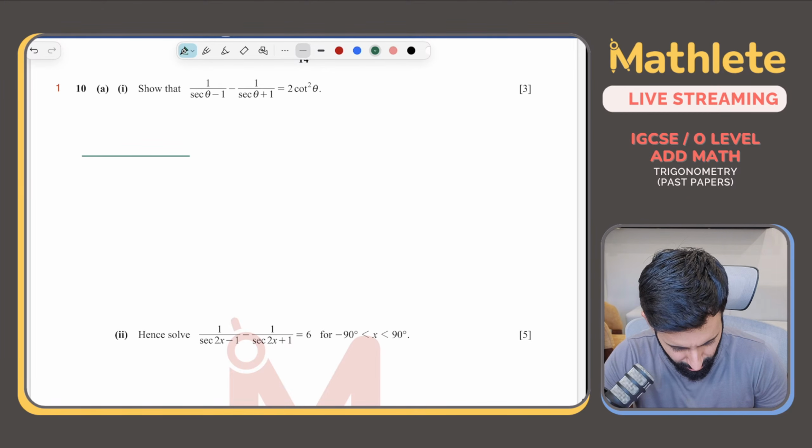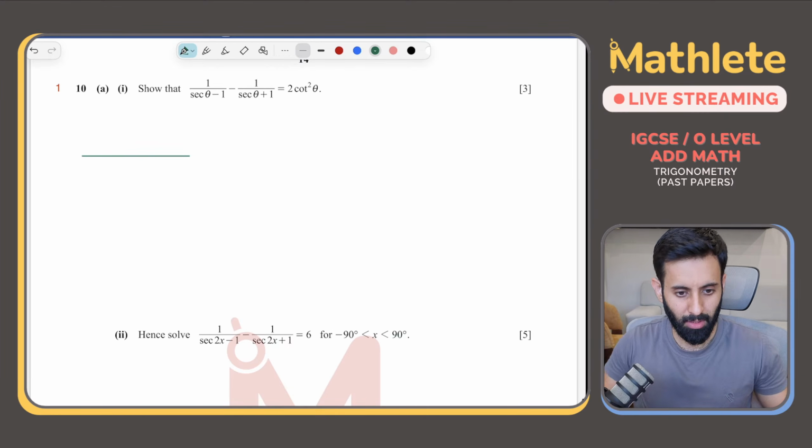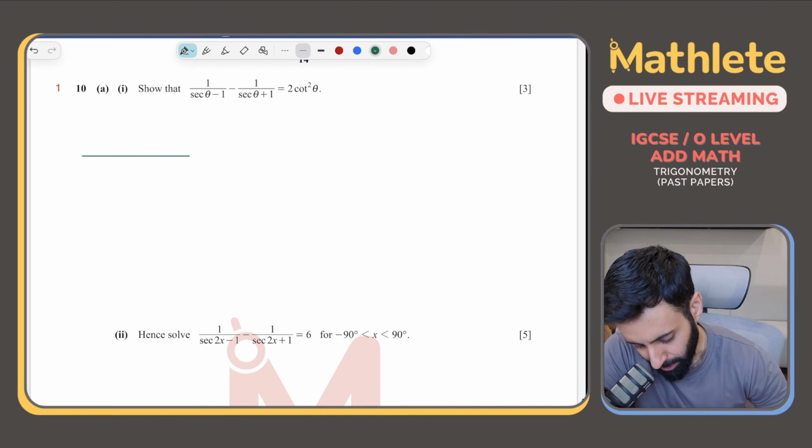ग्राफ का क्वेश्चन आया था. ओके, सिर्फ एक 3 मार्क्स की आइडेंटिटी आई थी, करेक्ट. So may be not an identity, but when we're solving questions we might have to deal with an identity before we solve an equation. So yeah, okay, so anyway, let's begin.